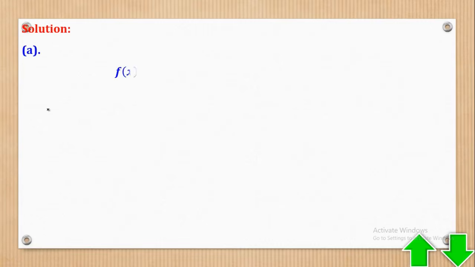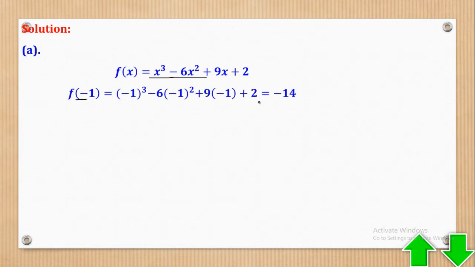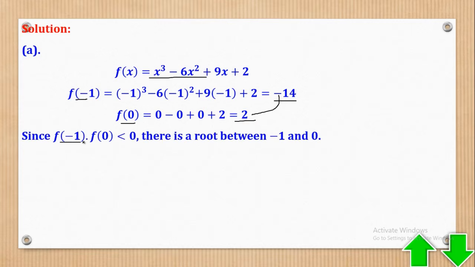So you come and say that our f(x) is equal to this given equation, therefore use direct substitution. When x is -1, you'll come up with -14, and when x is 0, you'll come up with 2. So I think you realize that there's a change of sign, therefore you'll conclude that since this product is less than 0, then there is a root between -1 and 0. So basically that's what they wanted in part A.